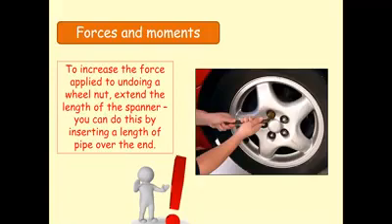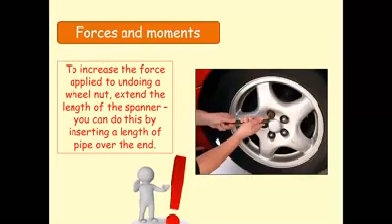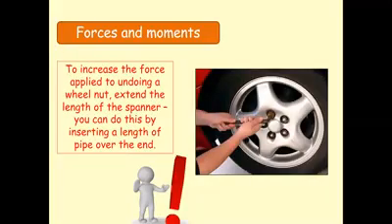So in order for this man to make his work easier, he needs to extend the length of the spanner, but not too long. He can do this by inserting another pipe or rod into the end of the spanner, and that will increase the force applied, and then his work will be easier to do. Then he can loosen the nuts and get the wheel out, whether it's loosening or tightening it.